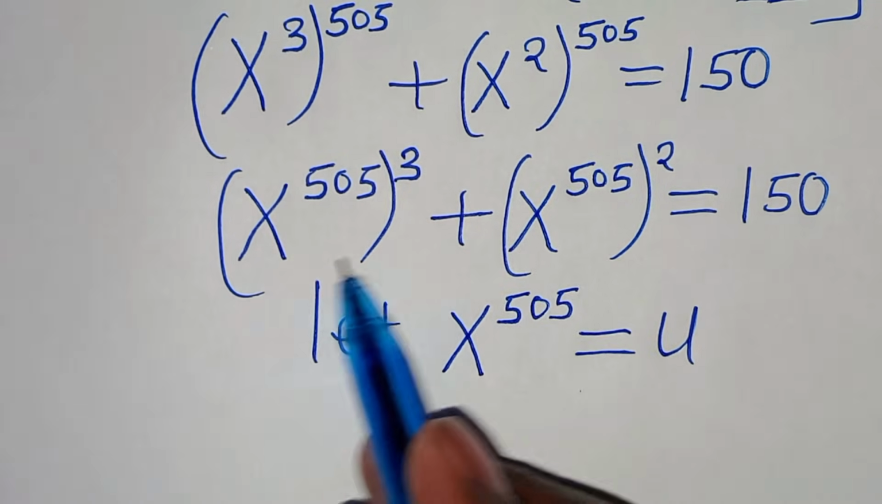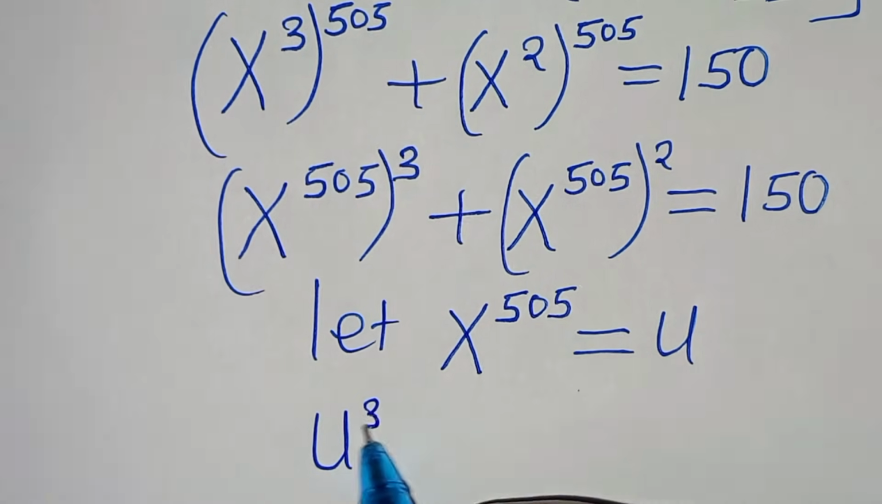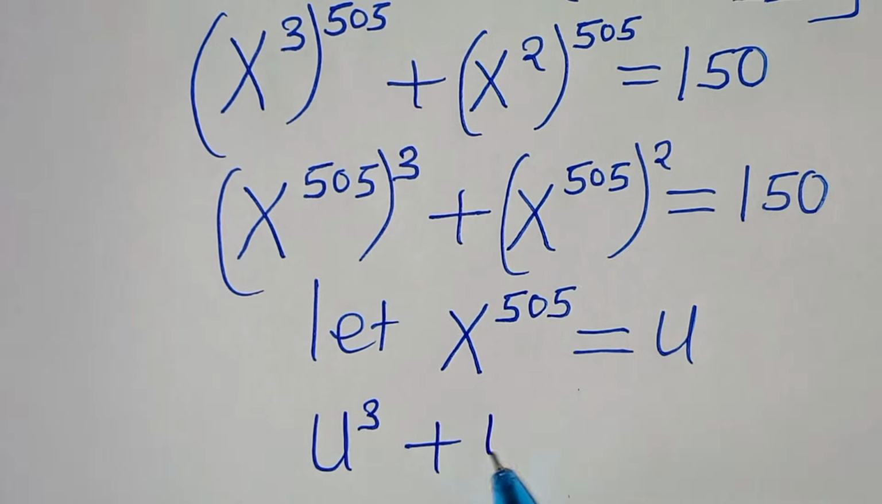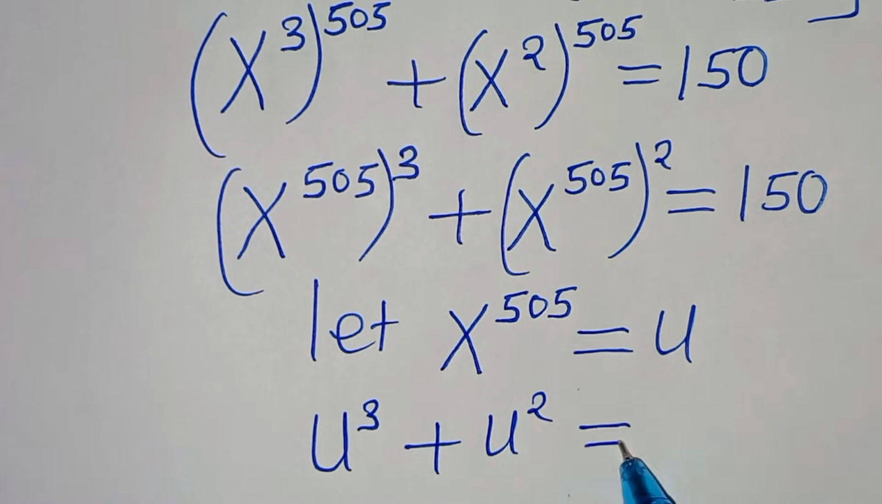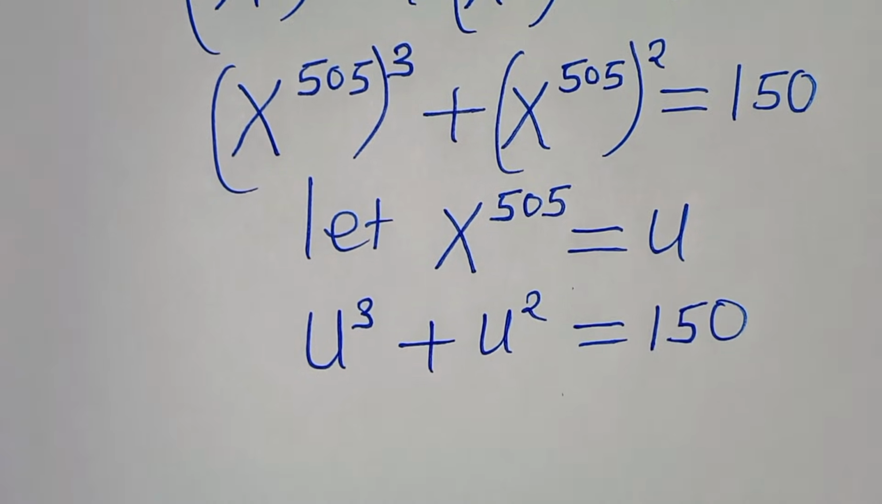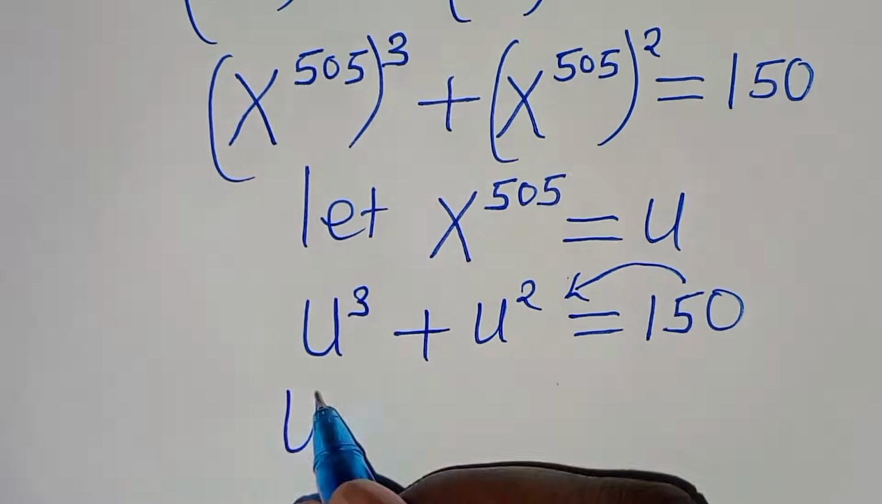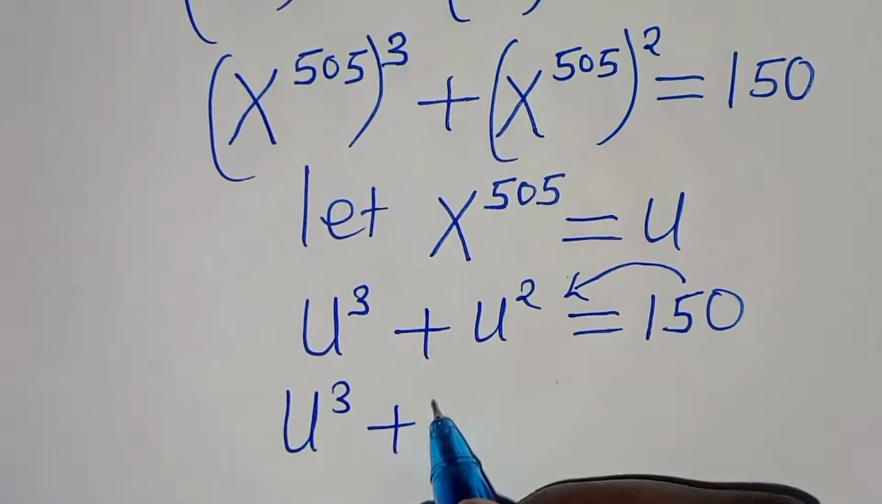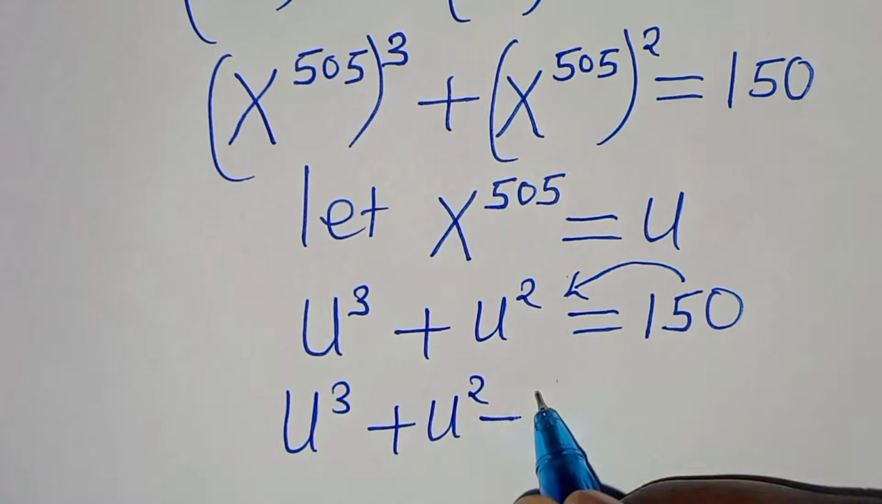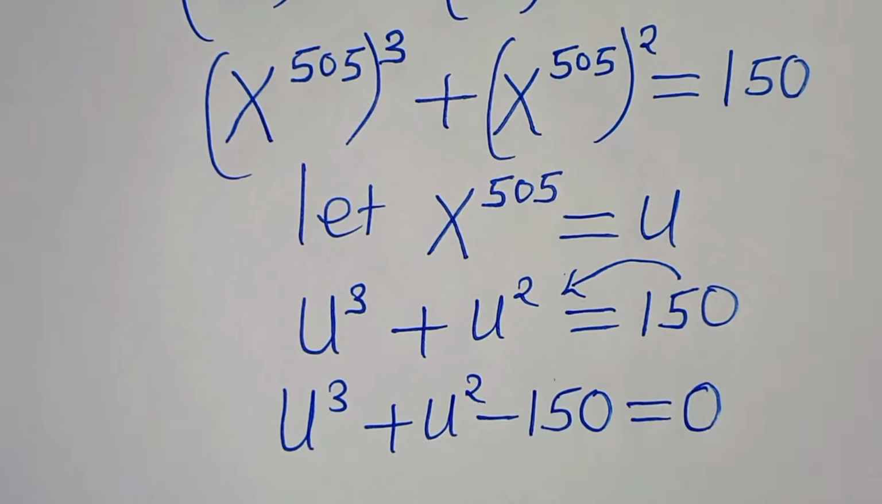Now let us express this equation in terms of u, so that we have u to the power of 3 plus u to the power of 2. This is equal to 150. So let's take 150 to the left hand side, so that we have u to the power of 3 plus u to the power of 2 minus 150. This is equal to 0.